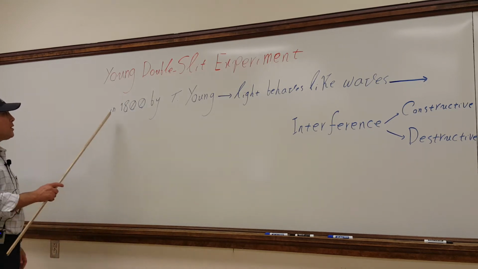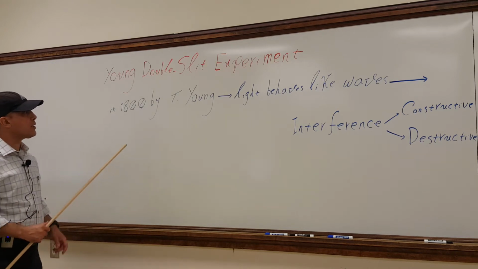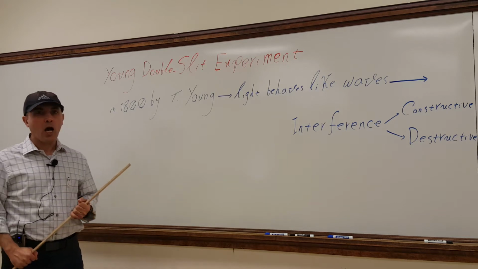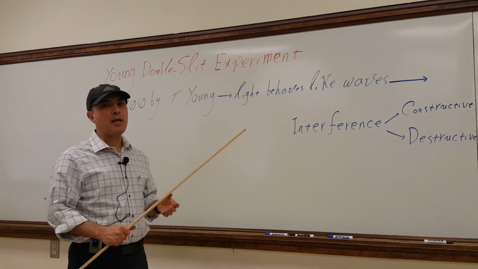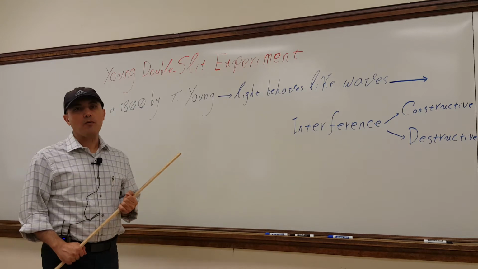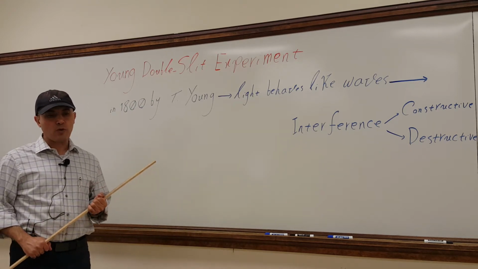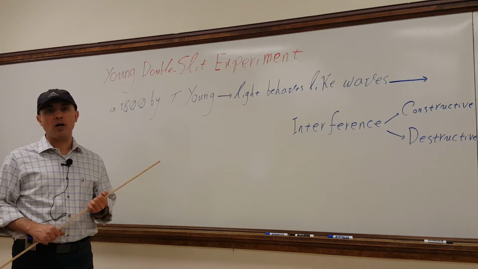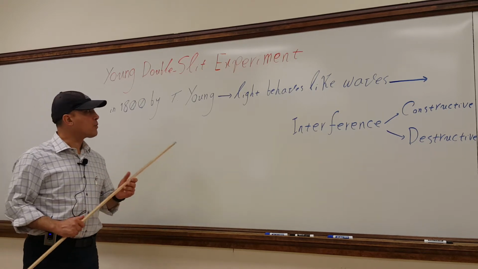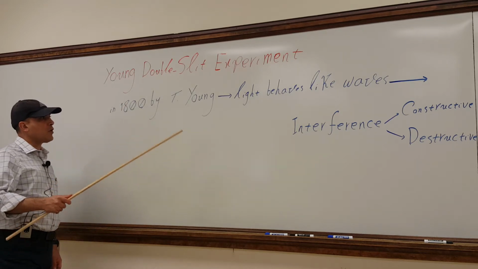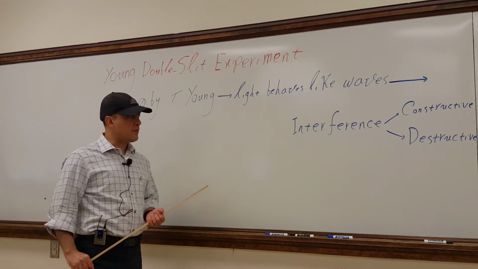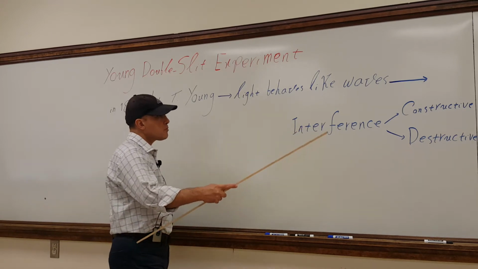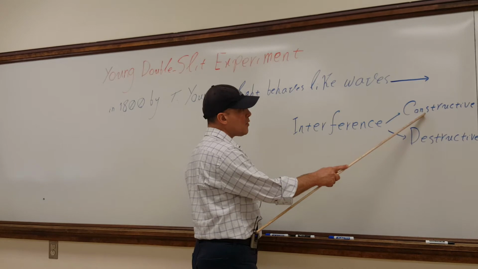In the 1800s, one English scientist, Thomas Young, did an experiment, and he proved that light behaves like a wave. Before that, the theory that Newton proposed was dominant, and scientists assumed that light behaved like particles. But by his experiment, it was proved that light behaves like a wave. And because of waves, we expect interference. They can interfere constructively or destructively.